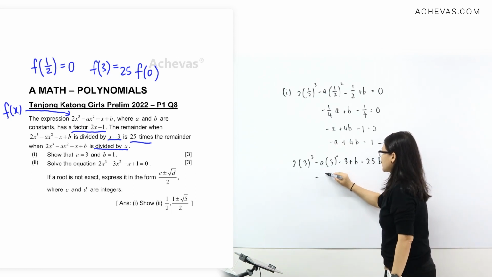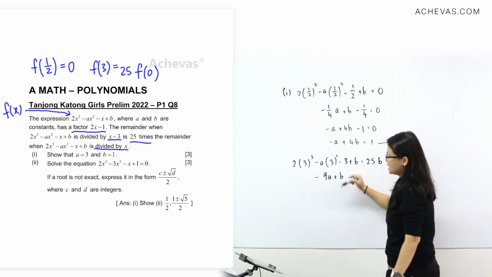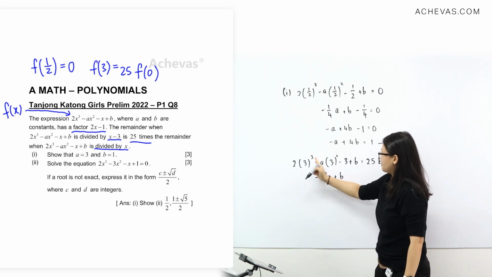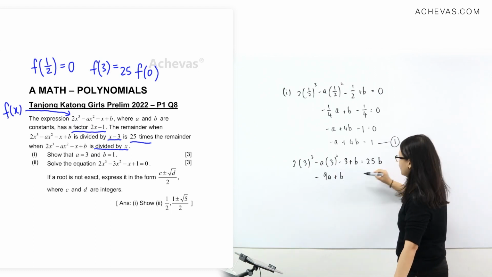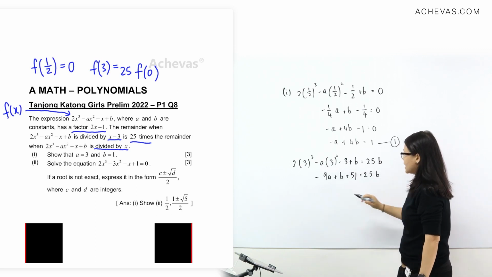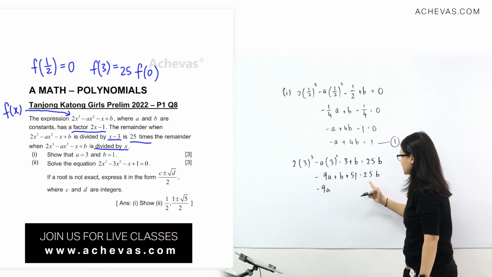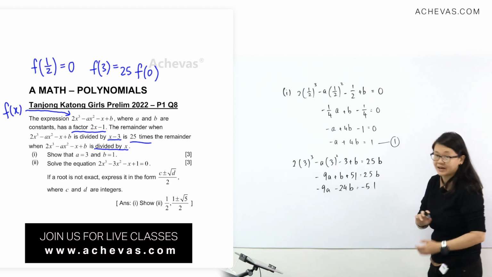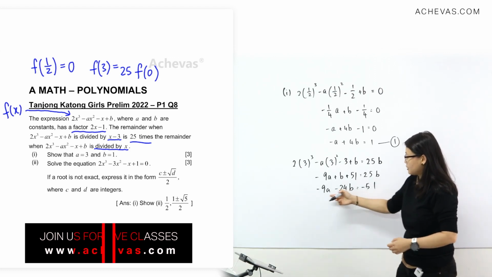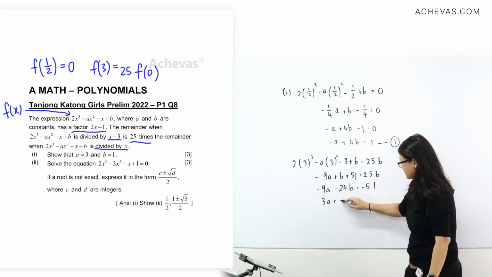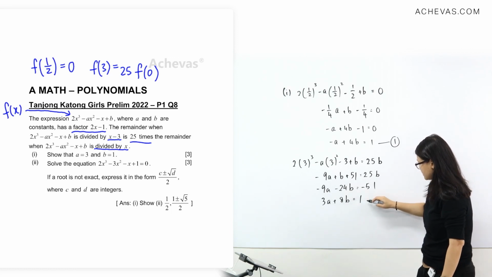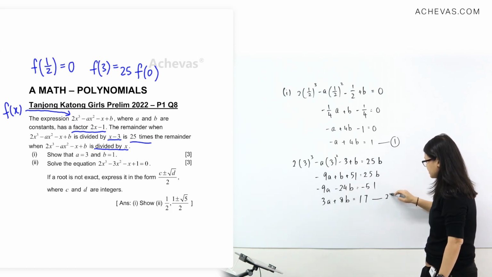For the a coefficient, I have 9a plus b. Let me type it in the calculator: 2 times 3 to the power of 3 minus 3 will give me 51. Arranging a and b to the left hand side, I have minus 9a, b minus 25b, that's going to be minus 24b, and I'm moving 51 to the right hand side. Now notice that these are multiples of 3. Let me divide by negative 3, and I'll label this as number 2.